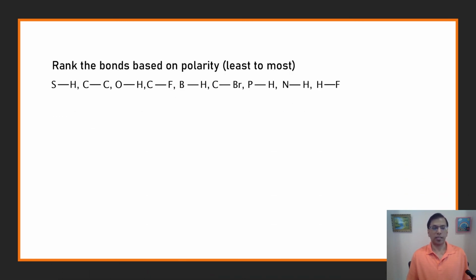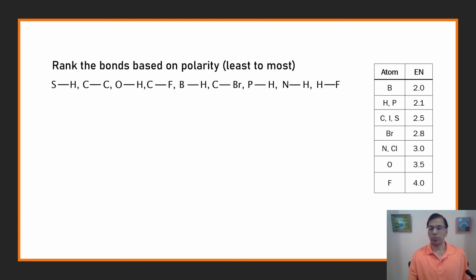Let's try more examples. Try to rank the bonds based on polarity from least to most. So we have several bonds here. You have the SH bond, carbon-carbon bond, OH bond, CF bond, even a boron-hydrogen bond right here. This is observed in borane. We have the carbon-bromine bond observed in halides, phosphorus-hydrogen bonds observed in phosphine, NH bonds observed in amino acids or ammonia, and then you have HF, hydrofluoric acid.